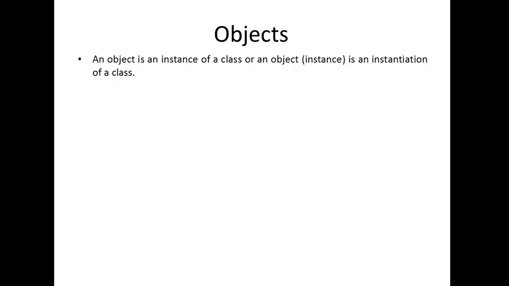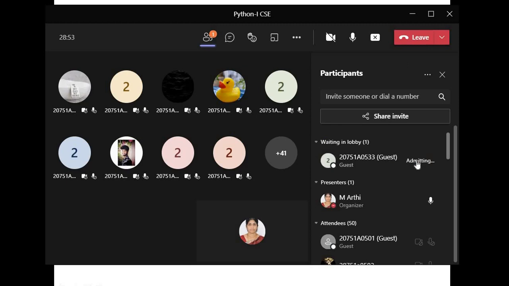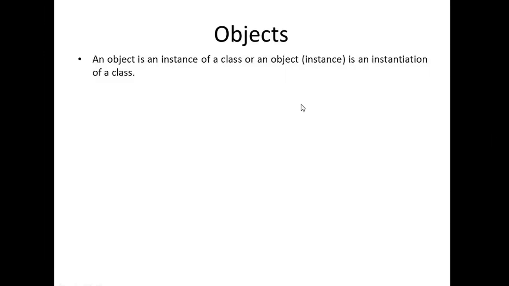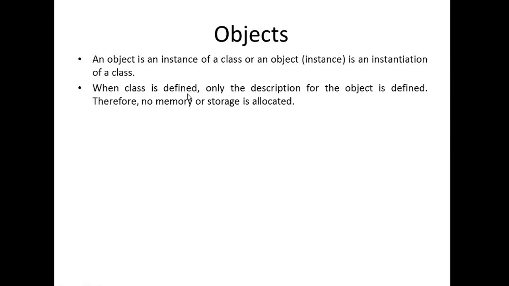So what is meant by object? An object is an instance of a class, or an object is an instantiation of the class. In any way we can call it. So this object is just the instance, it is the blueprint of the class. When a class is defined, only the description for the object is defined. Remember, an object is a single component, and using the object only we are going to access all the classes. So what is meant by class?